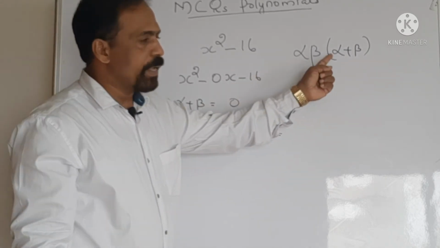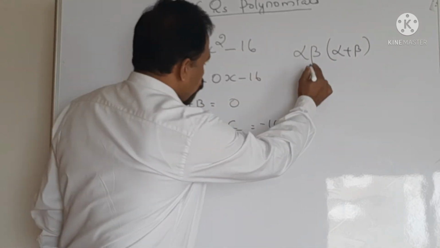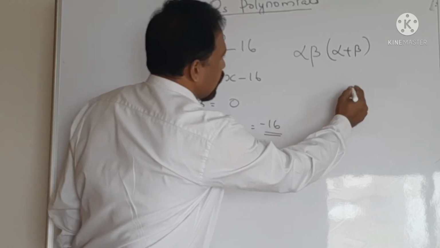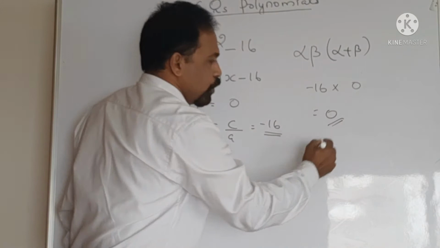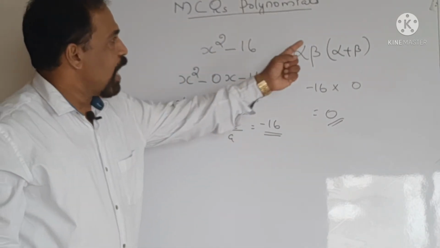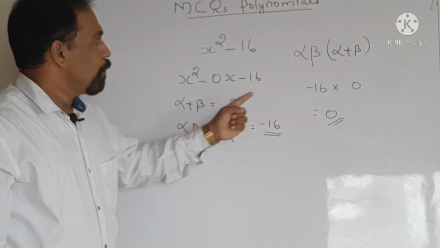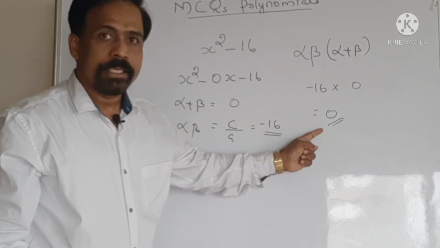Now alpha into beta and alpha plus beta. Therefore, this is alpha into beta, which is minus 16, into alpha plus beta, which is 0. So the answer will be 0. That means if alpha plus beta is 0, then the answer will be 0.